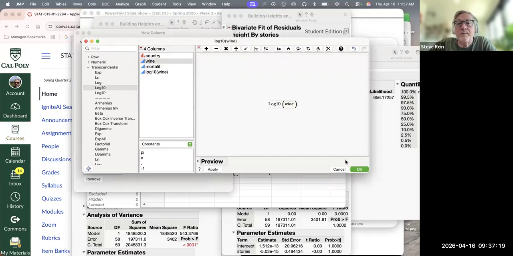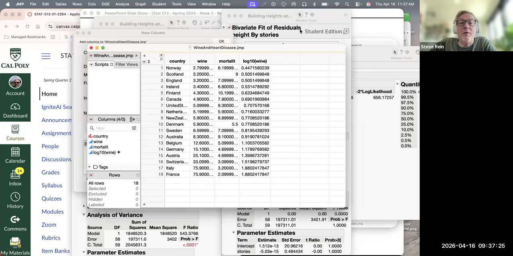Of the wine consumption. So log 10 wine should be the log base 10 of the wine consumption. Click OK. And I've got a new column. I can't do it perfectly, but if I found a country with a wine consumption of about 10, so between Australia and Belgium, we have close to 10. Log base 10 of 10 is about 1, so a little bit below 1, a little bit above 1. Yeah, that tracks. And 75 is pretty close to 100, so we'd expect the log base 10 here would be 2.